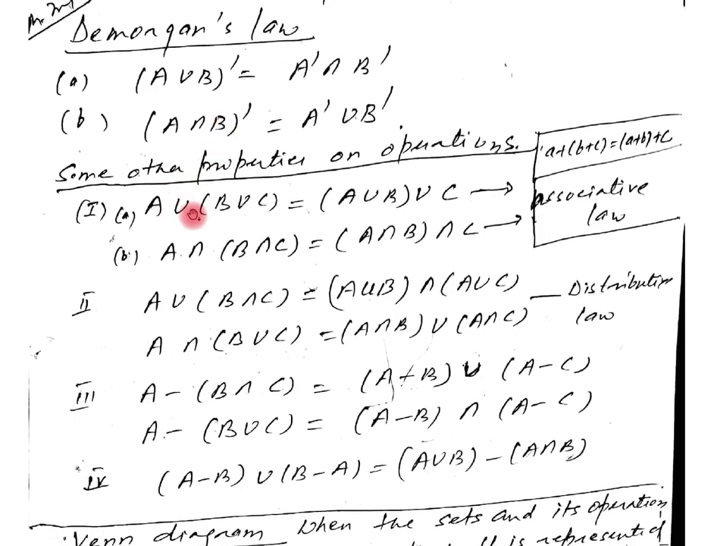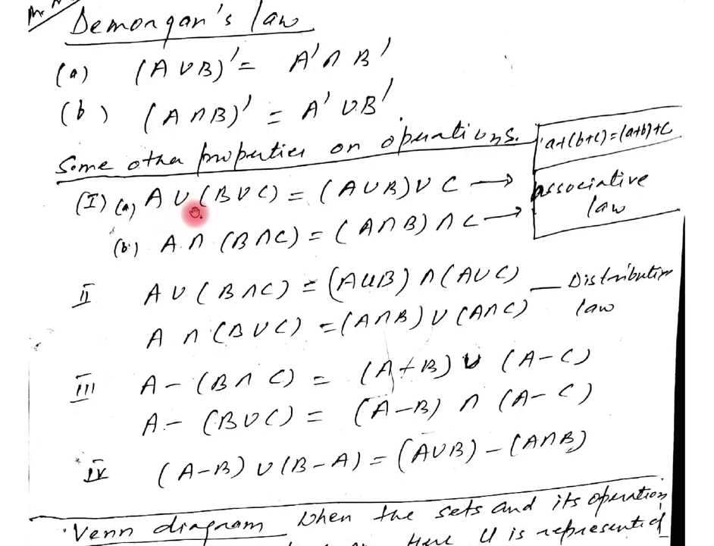Now some other properties let me explain. The first I am explaining: A union B union C is equal to A union B union C, or A intersection B intersection C is equal to A intersection B intersection C, where A, B, C are three non-empty finite sets. Now these are known as associative law, because in the case of real numbers, if I am writing A plus B plus C, this bracket can be moved here and there. A plus B plus C can be written as A plus B plus C.